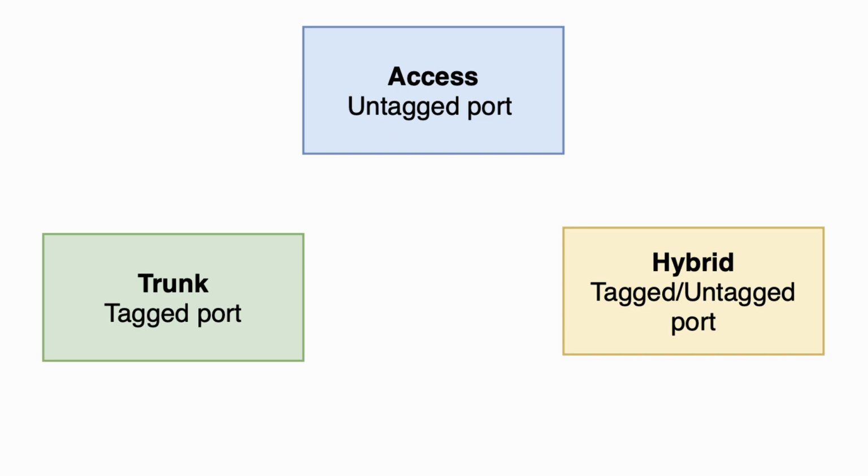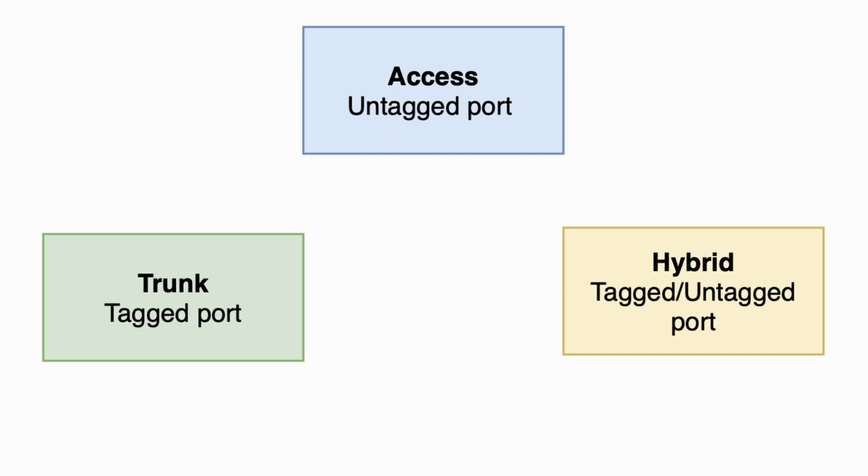There are 3 port types in VLANs: access, trunk, and hybrid. Access ports, also known as untagged ports, will not tag any traffic as they will only service one VLAN. So if you have a computer and you want it in VLAN 10, you can attach it to an access port with VLAN 10 assigned to it, and it will automatically be VLAN 10 traffic.